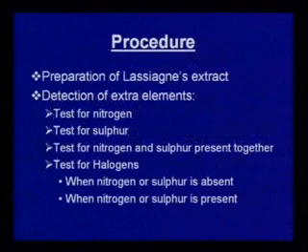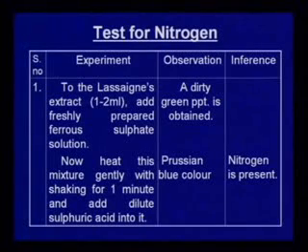And then the procedure. Now in the procedure, the various steps involved are, the first one is the preparation of the Lassaigne's extract, followed by the test for all the extra elements present. That means first the test for nitrogen, then the test for sulfur, then the test for nitrogen and sulfur present together, then the test for halogens depending upon whether the nitrogen or sulfur are present or they are absent. Now how to record the observations. So you have to make an observation table in which there will be 4 columns.